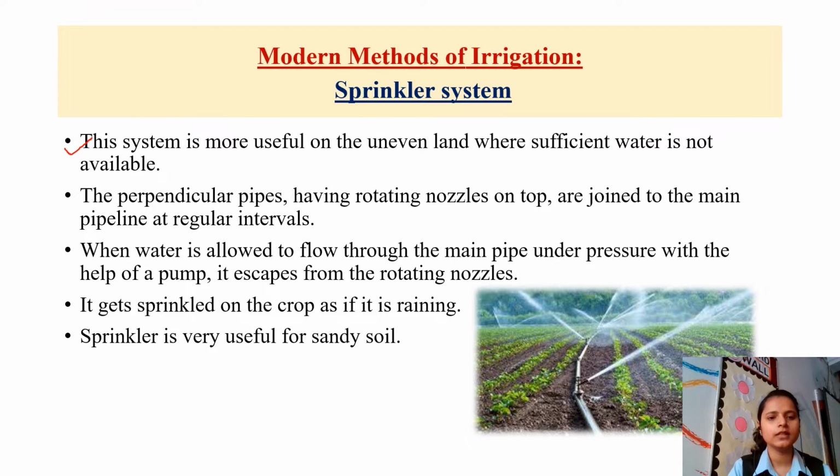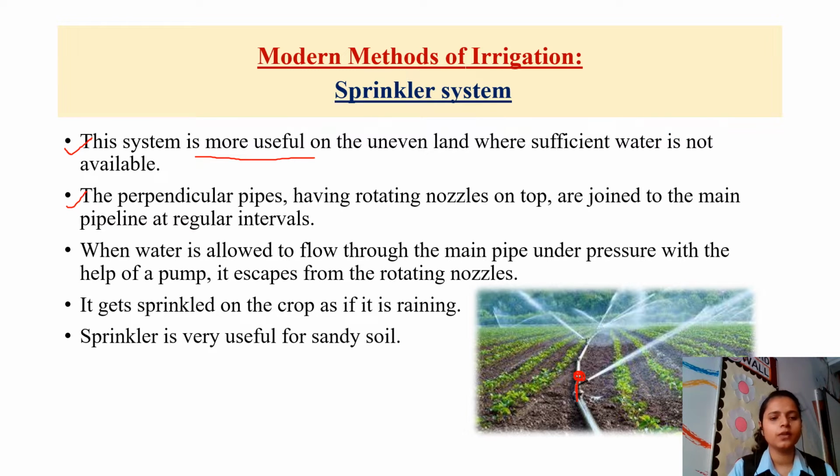This system is more useful on uneven land where sufficient water is not available. The second point is the perpendicular pipes having rotating nozzles. These are the perpendicular pipes, you can see that. And here is the rotating nozzle on the top. They are joined to the main pipeline at regular intervals so that when we open the water, it gets sprinkled all over the plants, all over the fields.